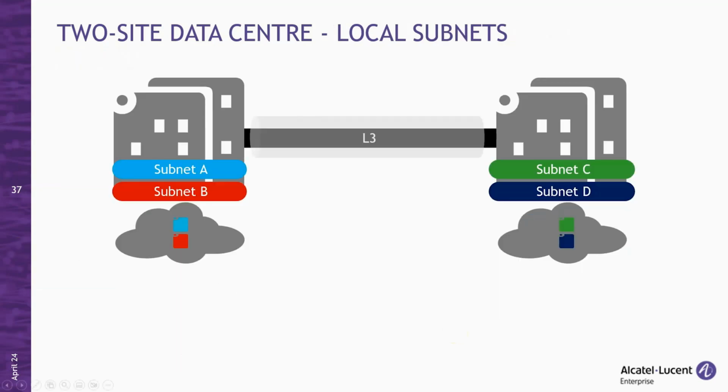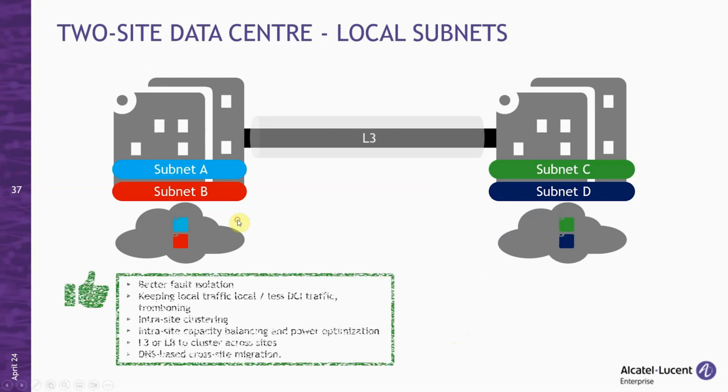So using local subnets for each site is a better design solution for multiple reasons. Stretching subnets is no longer required, since clustering no longer requires layer 2 connectivity, and layer 3 clustering across sites is possible. This is achieved using a load balancer. There is better fault isolation, for example, in the event of a broadcast storm, which will not extend to the other side. And traffic flows are optimized, and the DCI connection will be less congested. And inter-site non-live VM migration can be achieved by changing the DNS entries.